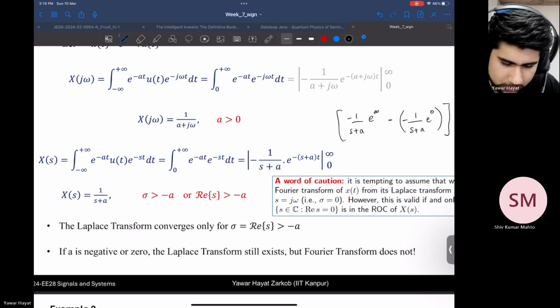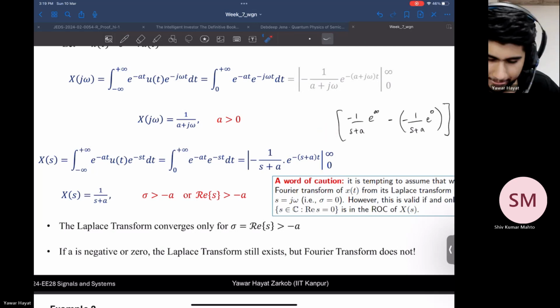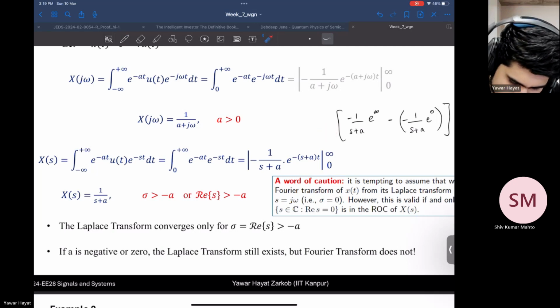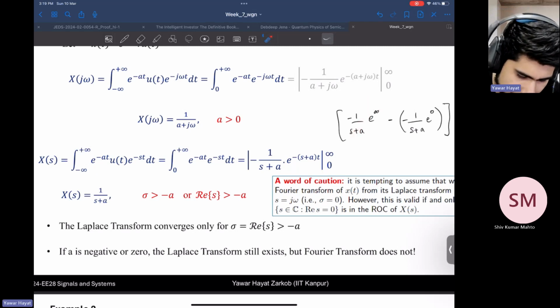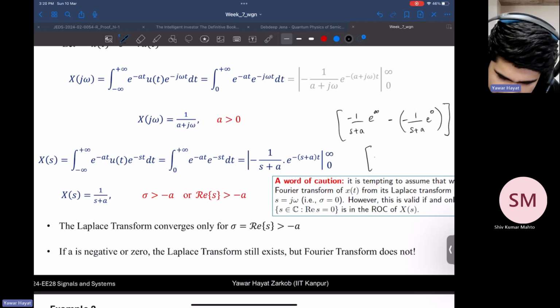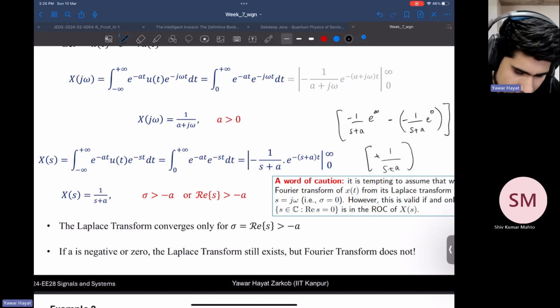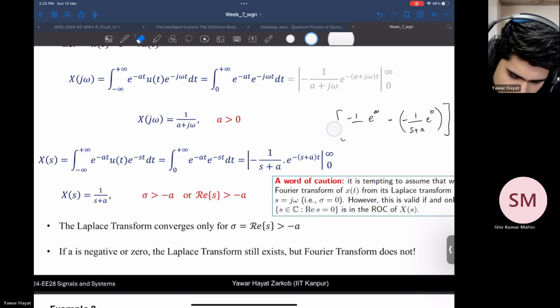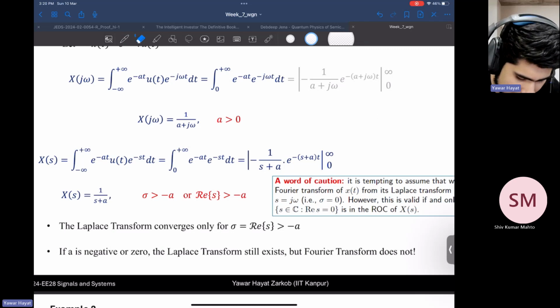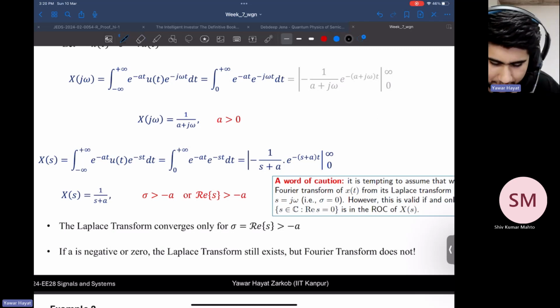And this term is 0. So I'll be left with minus minus is plus, 1 by s plus a. Exponential of 0 is 1, so I'll be only left with 1 by s plus a. And notice that this sigma is greater than minus a. Only then would this integral converge. So the real part of s should be greater than minus a.